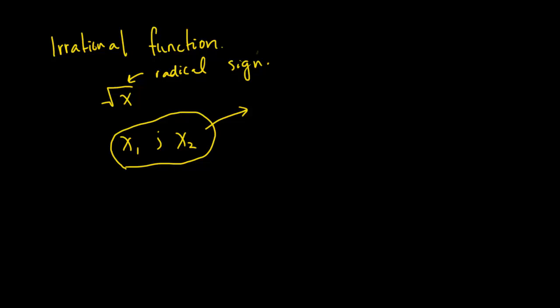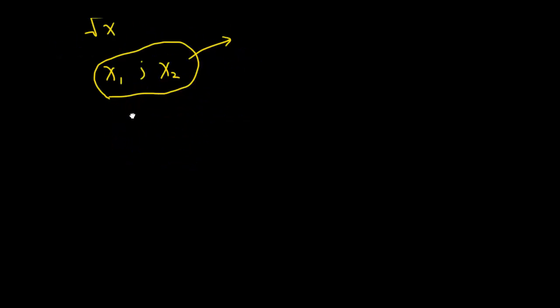So let's have a try at one irrational function. So you have x minus 6 equals to the square root of 3x, okay? Now we would need to square both sides.